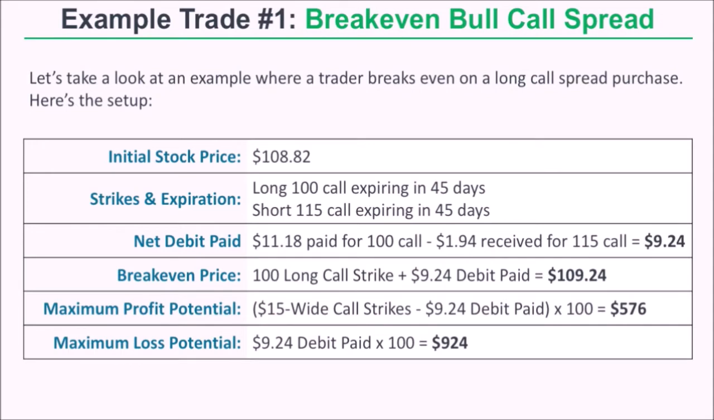So if the stock price is greater than $109.24 at expiration, the strategy will make money. Now our maximum profit potential is the $15 wide call strikes less the $9.24 debit we paid times 100, which brings our max profit potential to $576. Now our maximum loss potential is the debit we pay times 100, so our max loss is $924. So let's go ahead and take a look at how this strategy performs as the stock price changes.